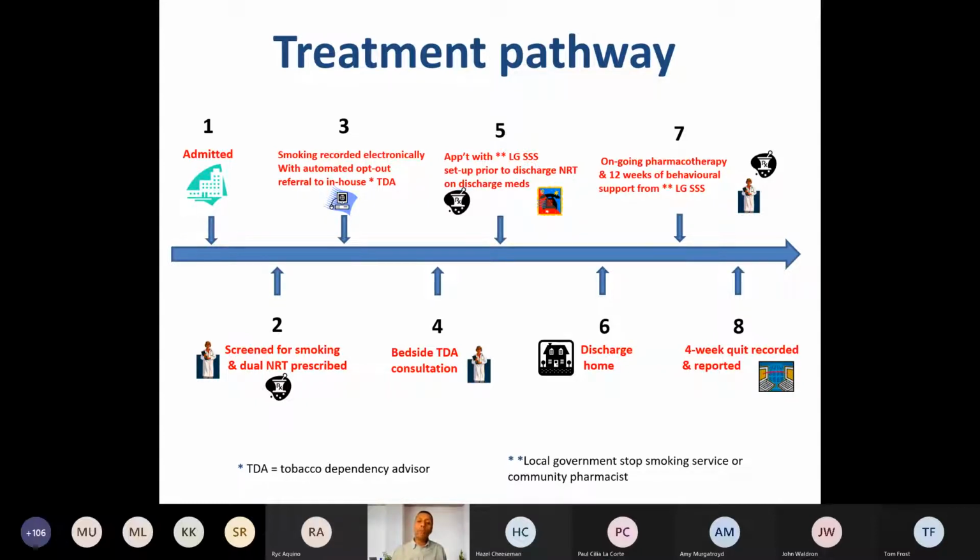And then finally, we want to record the 4-week quit date from when the person stopped working with the hospital service. So that's the pathway for the patient, and we want to collect data for each of those points, and it's really important because we want to see how effective each of these steps are and help troubleshoot. So can I have the next slide, please?